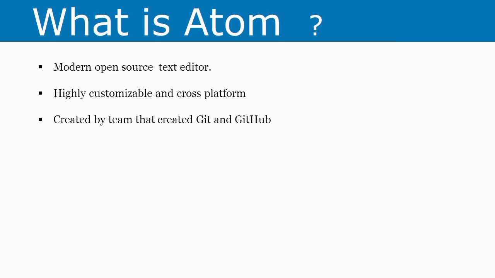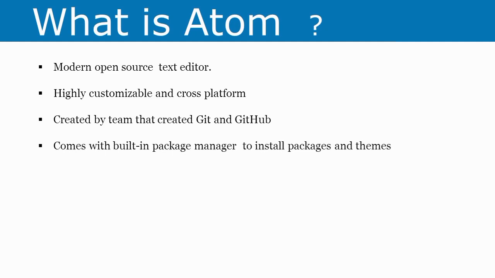It comes with a built-in package manager that allows you to install packages and themes, so you can modify or add to the features of the Atom text editor through packages. So it has an ecosystem of thousands and thousands of packages that were created by various people within the community. Most of them are free to install, so you can install any package that you know about, or you can go to the package library and search, and you can use that to add features to the editor.